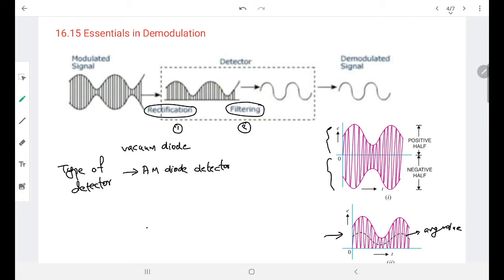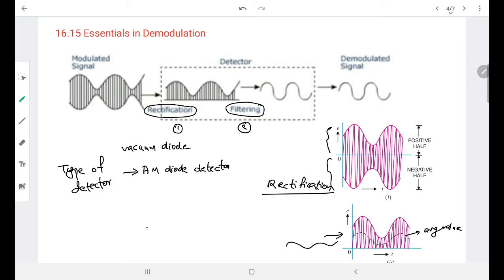The diaphragm can respond to the average value, and the shape of this average value, the dotted curve, is similar to the envelope of the AM wave. That is, it is similar to the audio signal. Since this dotted line is the same as the envelope, it is actually the audio signal wave shape. So this is the first process, rectification. This is done using a diode, and the type of detector is the AM diode detector.